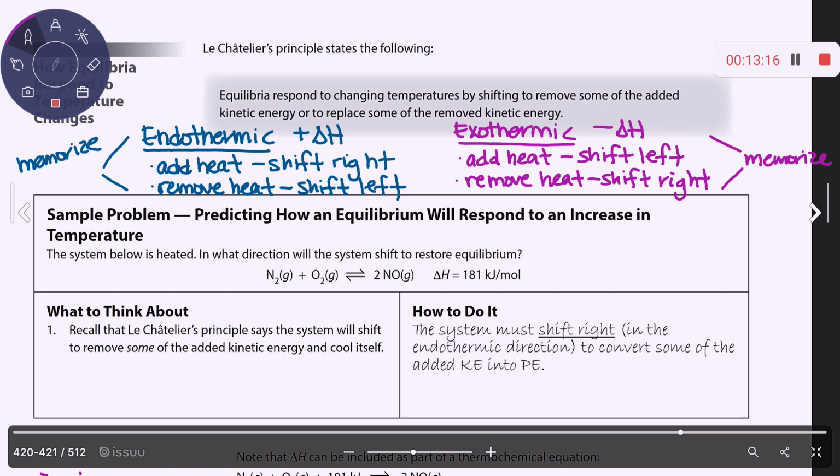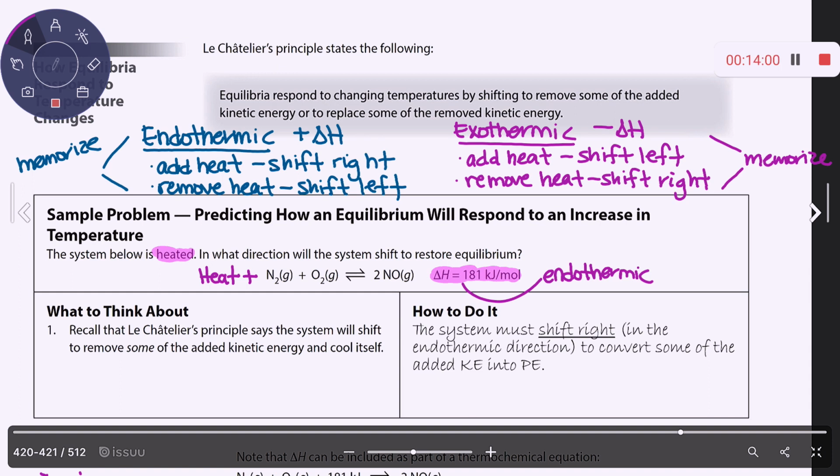Okay, let's take a look at a sample problem. Here they've heated something, okay? Anytime they change the temperature, you absolutely need to first figure out if it's endothermic or exothermic because that's going to determine which side you shift to. Notice they gave you a delta H value after the equation. It's positive, so that means this would be endothermic, okay? That means heat is a reactant, okay? This will help you figure out, if you don't memorize, which side to shift to, okay?